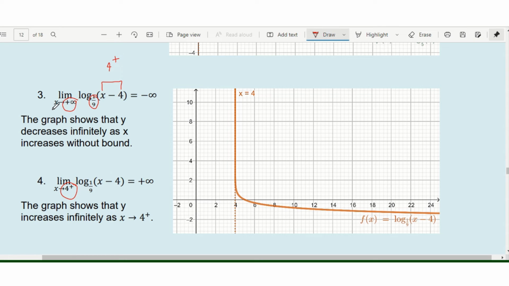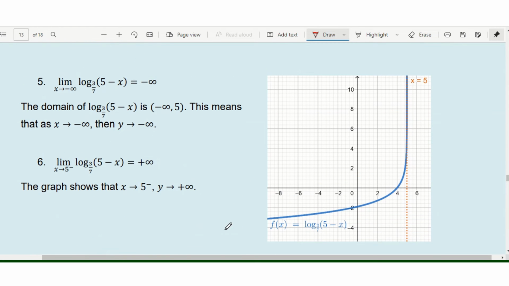However, kapag tinuloy-tuloy mong i-increase ang values of x with a base that is less than 1 but greater than 0, ang ginagawa ng values ng y keep on decreasing. Kita naman natin sa graph, pababa na siya. Okay? Pero kapag nilalapitan mo ang 4 from the right and the base is simply 1/9, which is less than 1, y values keeps on increasing. The graph shows you that. y values keep on increasing.